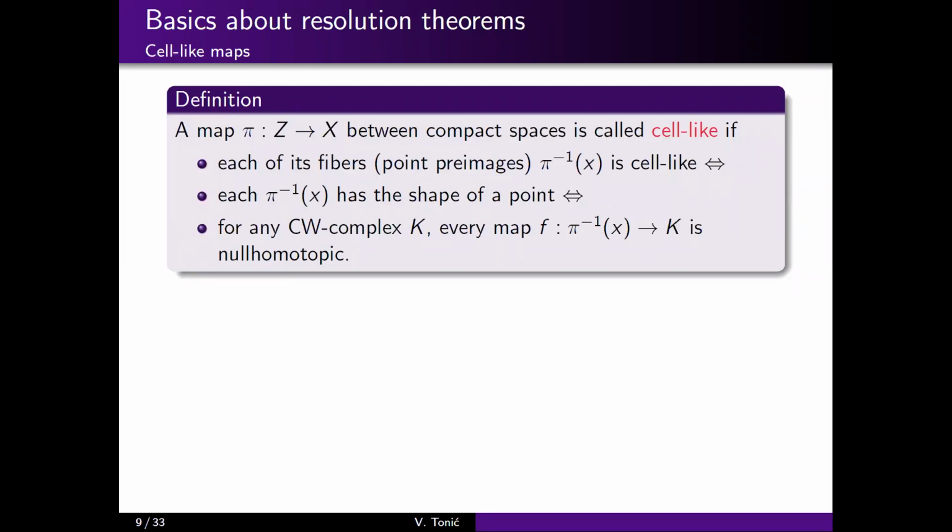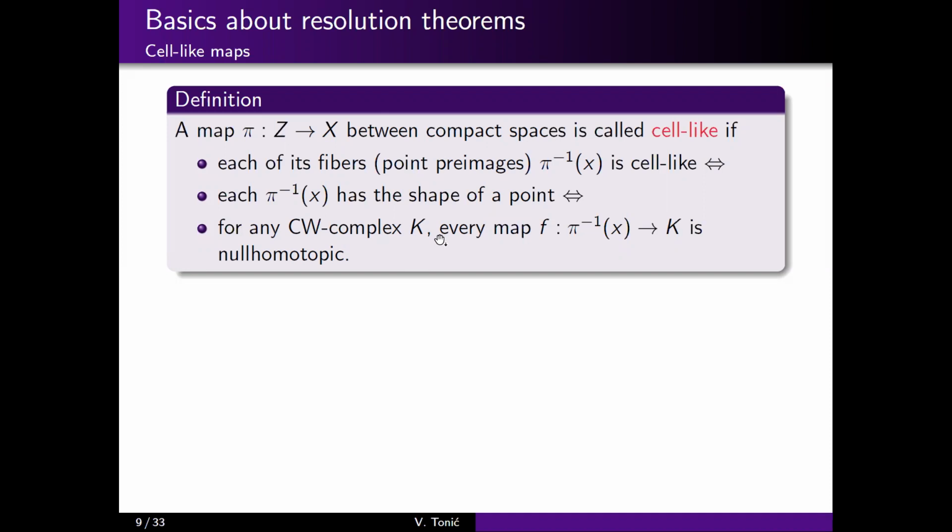Okay, now we are going to define cell-likeness of a map, and there are several ways of defining this. The easiest way to imagine it is to say a map is cell-like if point preimages, or fibers, are cell-like sets, and a cell-like set is a generalization of contractible sets. So if you want to think about an easy example, you can think about a map with contractible fibers. But to officially define it, you could use this third line here.